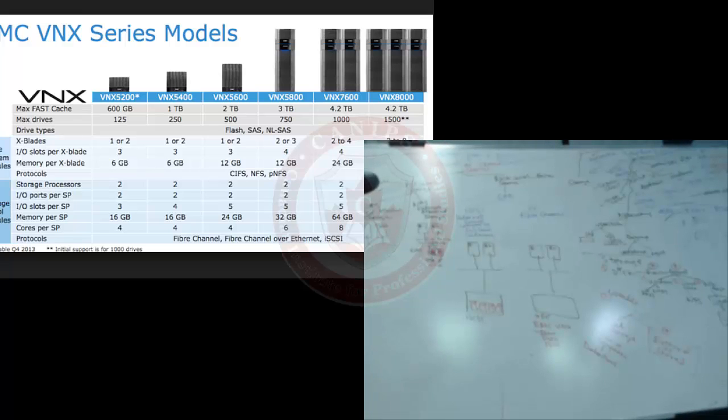Yes, so it's a matter of these, and most of the time they all come with two storage processors. They come with I/O ports and memory, and you can see some memory differences here as well. This one can work on 32 GB memory, whereas this one can go a maximum of 24 GB. So there is a give and take.